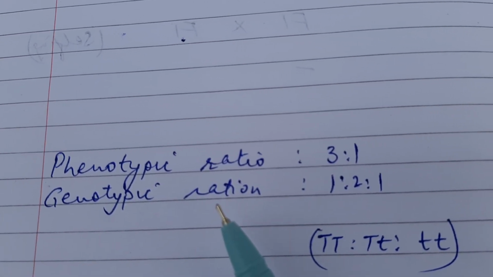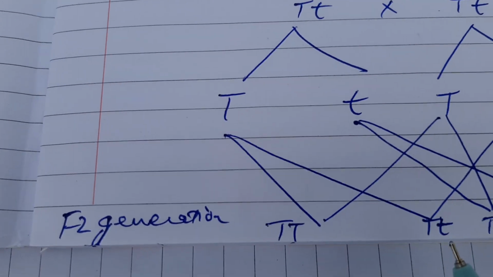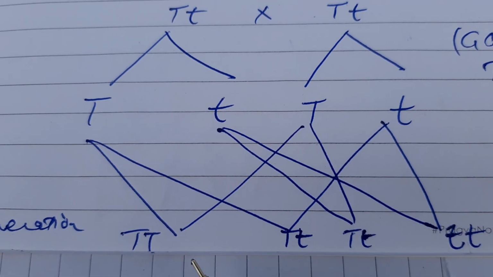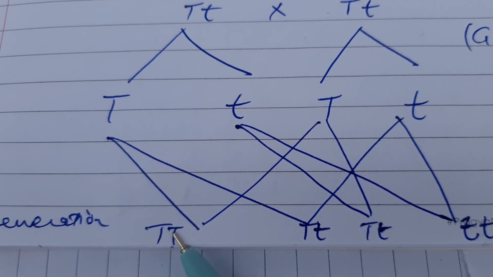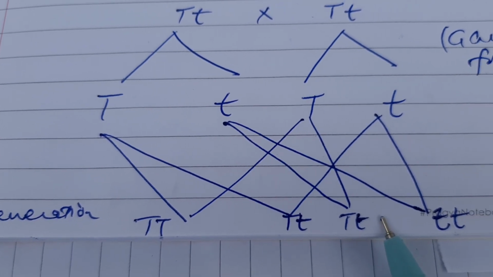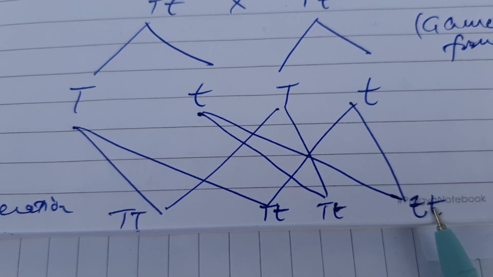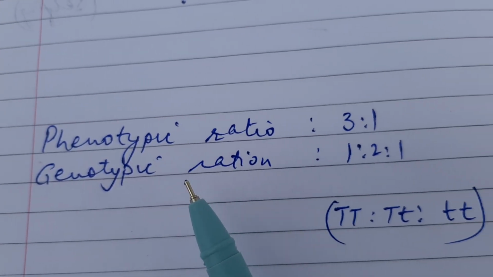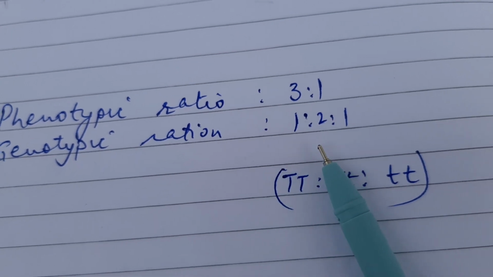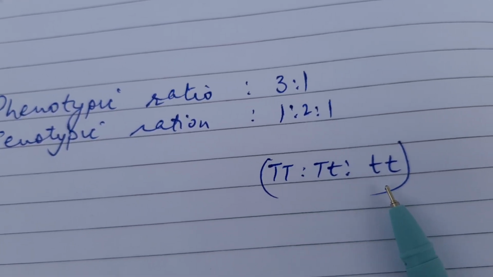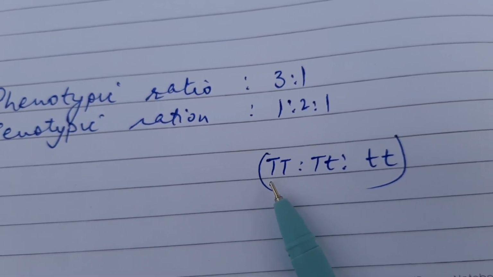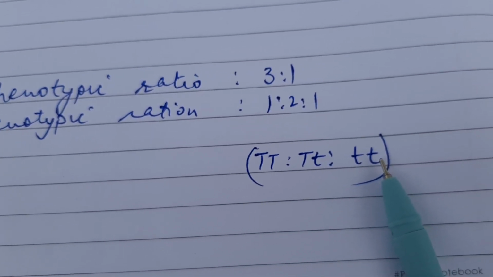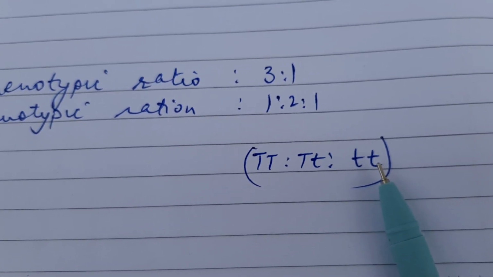Let's move on to the genotypic ratio. Genotypic ratio means the combination, how they have combined. Okay, so here you will see that the first one is homozygous tall, these two are heterozygous tall, and this is homozygous dwarf. That means 1, 2 and 1. So that is how it's going to be. Genotypic ratio will be 1:2:1, and for your understanding I've written it here. 1 is this one, homozygous tall, 2 are these heterozygous tall, and the last one is homozygous dwarf.